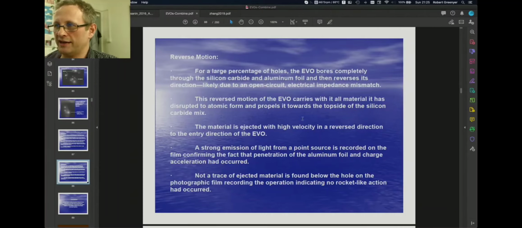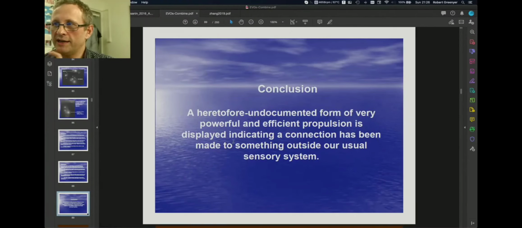A strong emission of light from a point source is recorded on the film, confirming the fact that the penetration of the aluminium foil and charge acceleration had occurred. Not a trace of ejected material is found below the hole on the photographic film recording the operation, indicating no rocket-like action had occurred. Conclusion. A heretofore undocumented form of very powerful and efficient propulsion is displayed, indicating a connection has been made to something outside our usual sensory system.